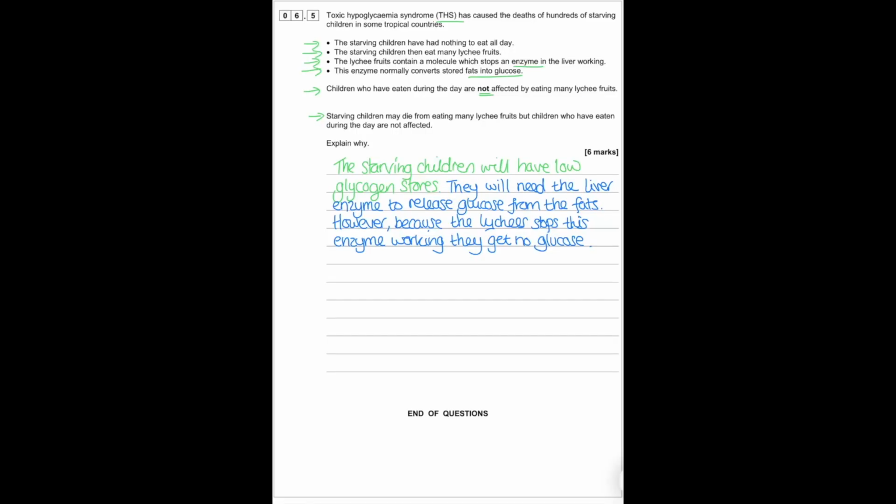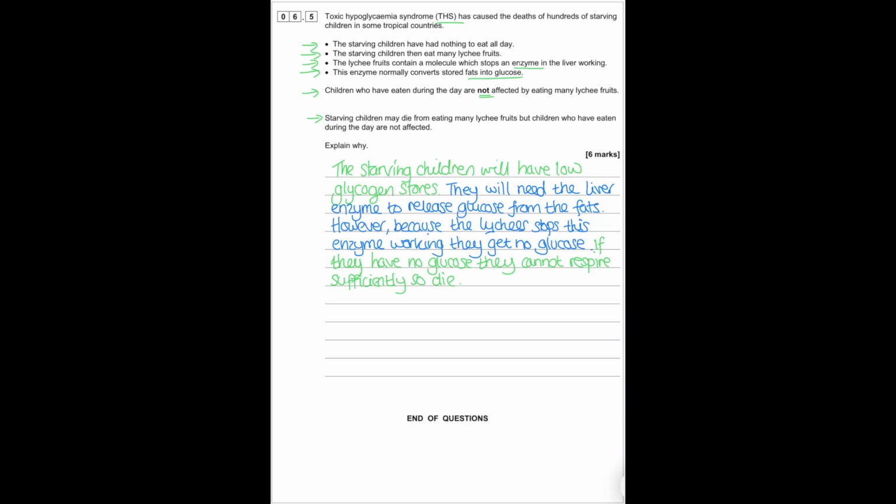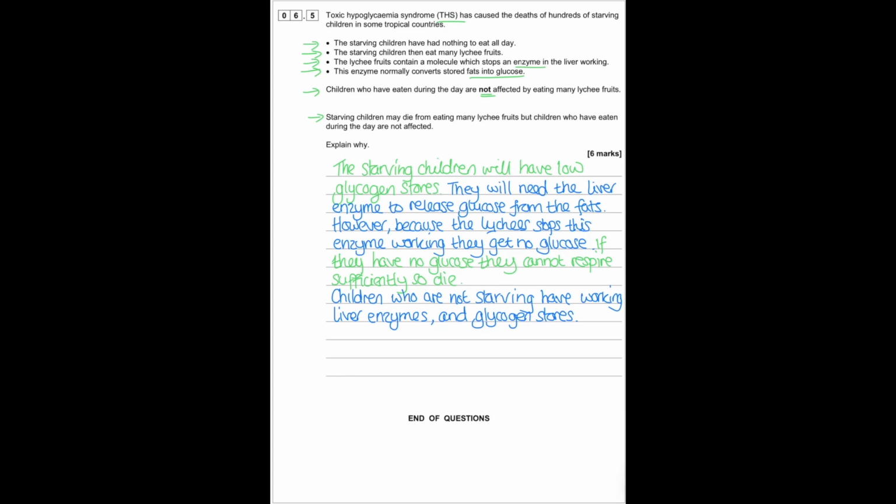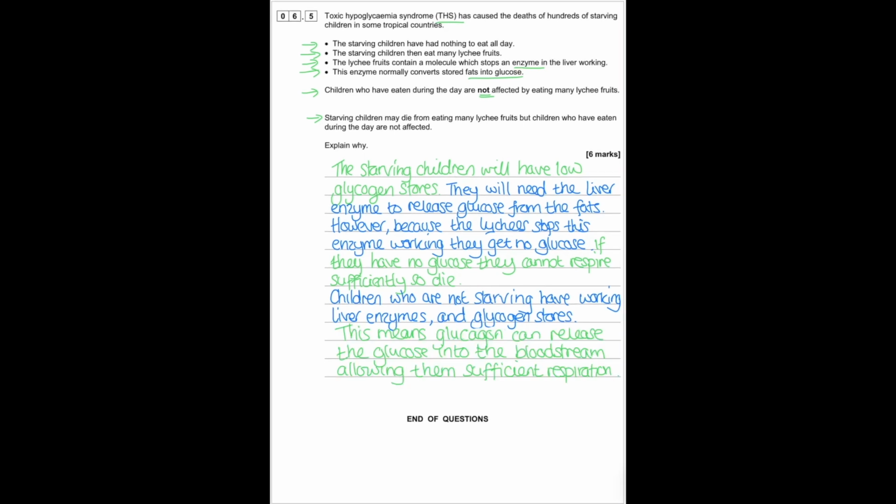The starving children will have very low glycogen stores. They will need their liver enzyme to release glucose from their fats. However, because the lychees stop this enzyme from working, they get no glucose. And if they do not have glucose, they cannot respire sufficiently, so they will die. The children who are not starving will have working liver enzymes and glycogen stores. This means glucagon can release the glucose into the bloodstream, allowing them sufficient respiration.